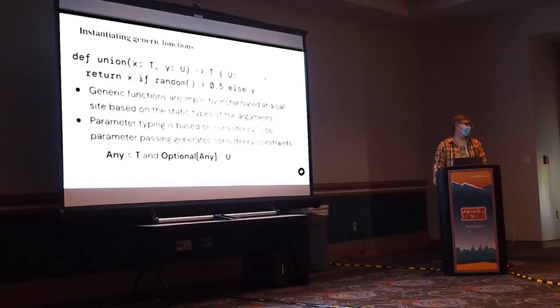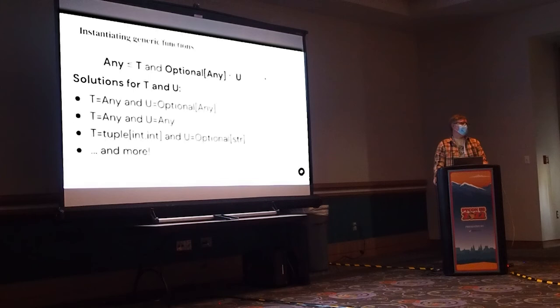I'm saying these are not subtype constraints because assignability is based on this consistency relation. So one solution, the one I acted as if was the expected one, is that t is actually equal to any, and u is actually equal to optional any. But another solution is that those are both any, because any is consistent with any type.